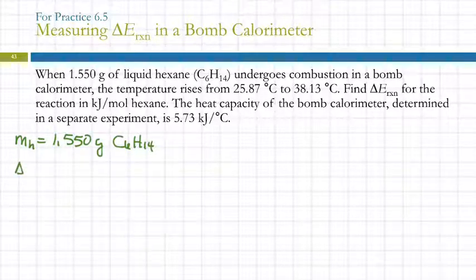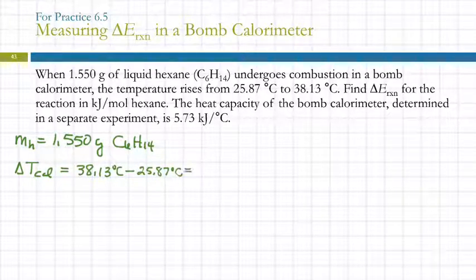So we could figure out the change in temperature for the calorimeter. It's the final temperature of the calorimeter minus the initial. So the final is 38.13. The initial is 25.87. We don't know anything about the temperature change for the hexane. All we can measure is outside the little bomb. So we got 38.13 minus 25.87, 12.26 degrees Celsius. That's the temperature change.